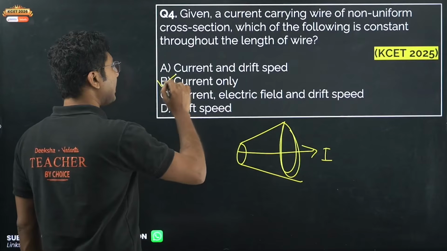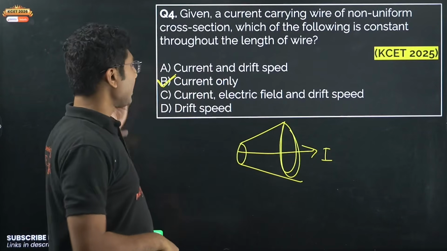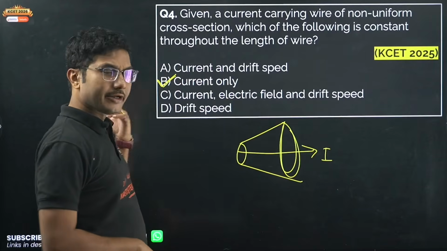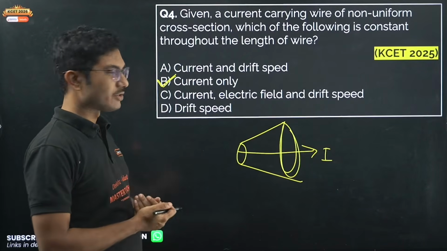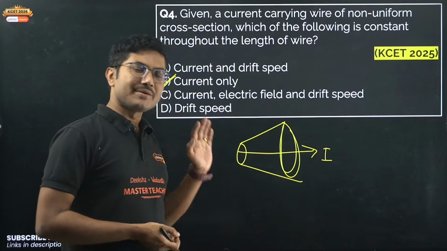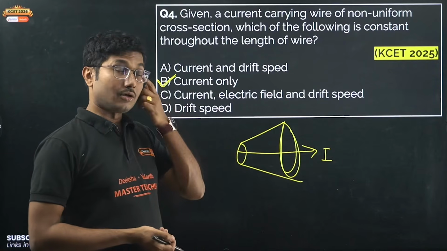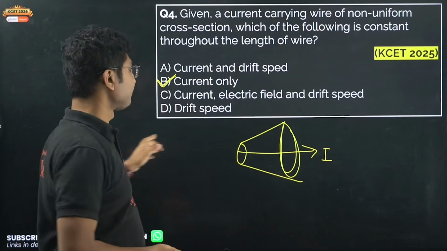Not even current density is constant. Current is the only quantity which remains constant. Electric field and drift speed do not remain constant. Drift speed is inversely proportional to the area. Area times drift speed is a constant quantity, but drift speed alone is not constant.